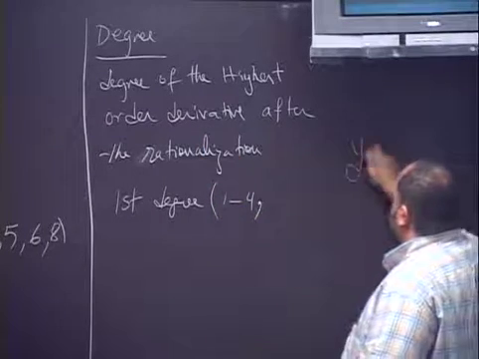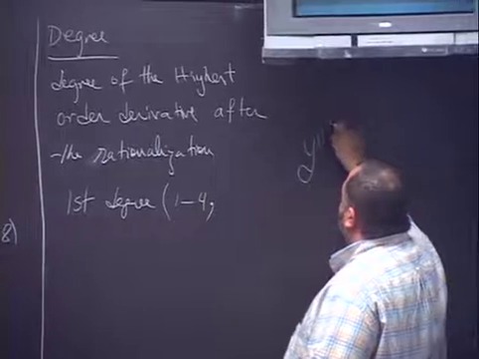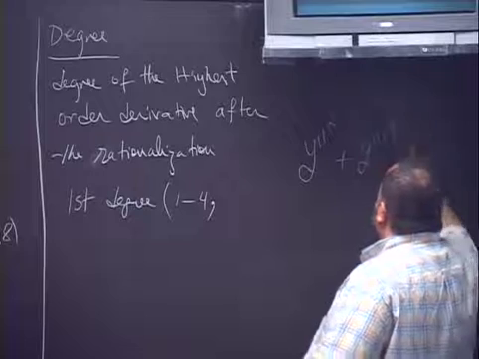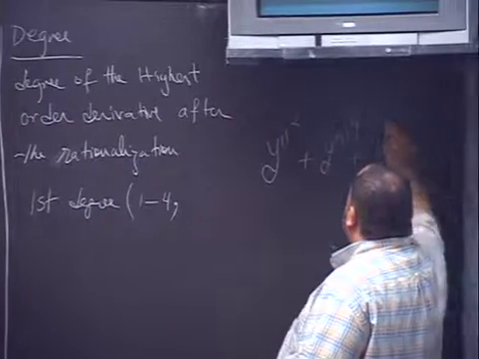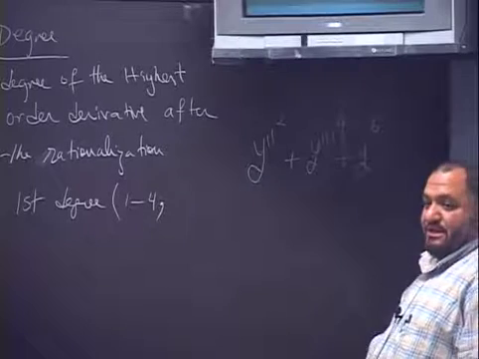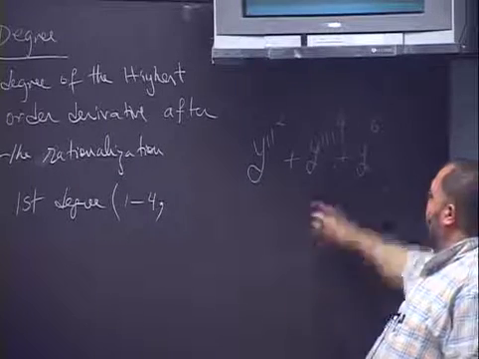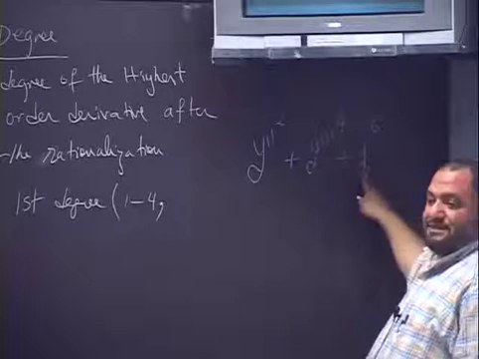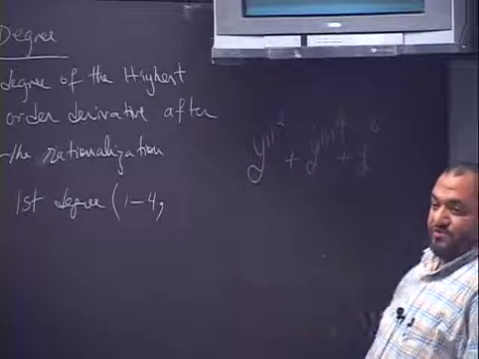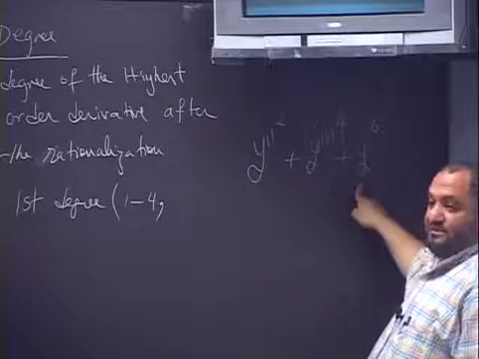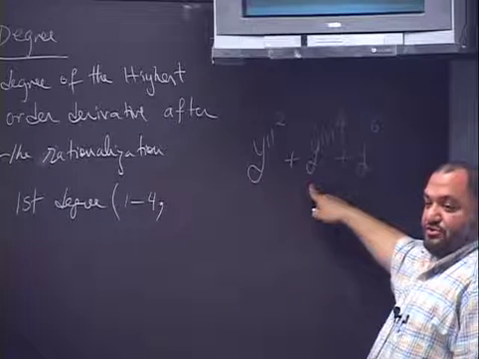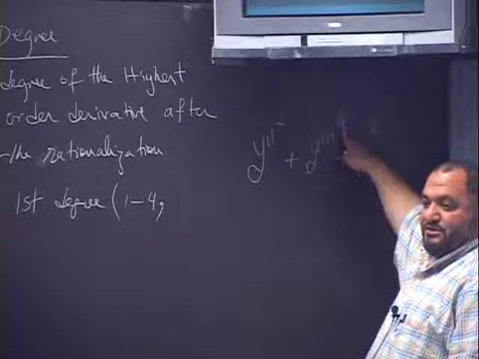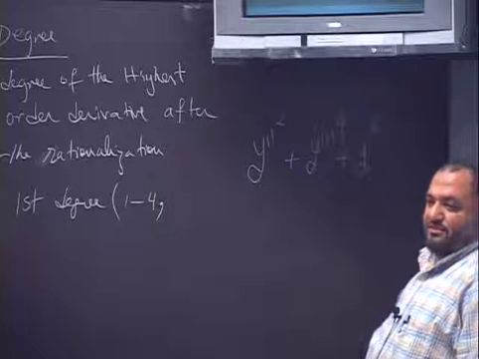So if you have y to the power 2 plus y triple prime to the power of 4 plus y to the power of 6, what's the degree? The degree is 4. Why? Which one is the highest order derivative? This is not a derivative. This is a second order derivative. This is a third order derivative. So we will look at the third order derivative. It is raised to the power of 4. So this is the degree of the differential equation.